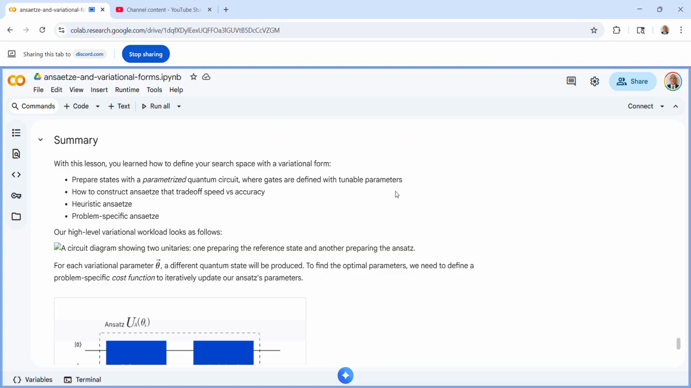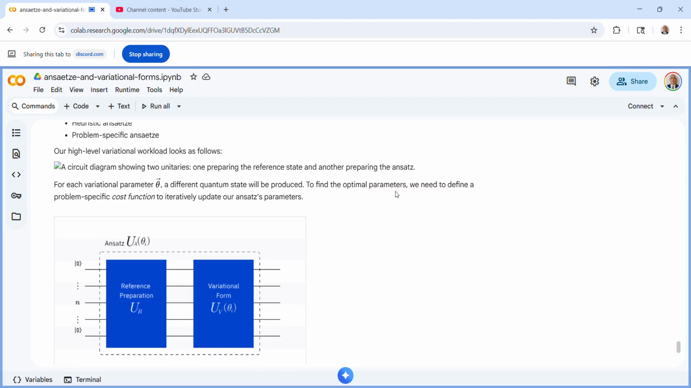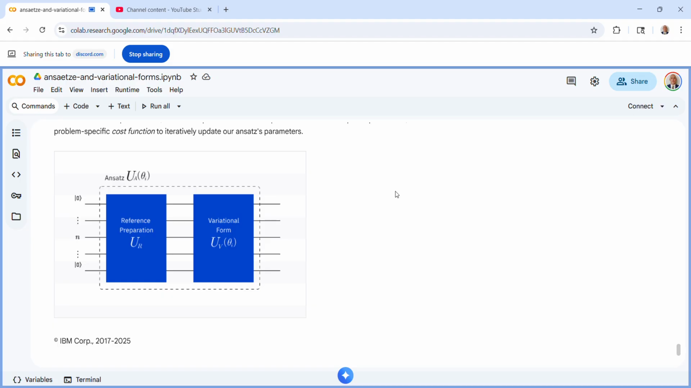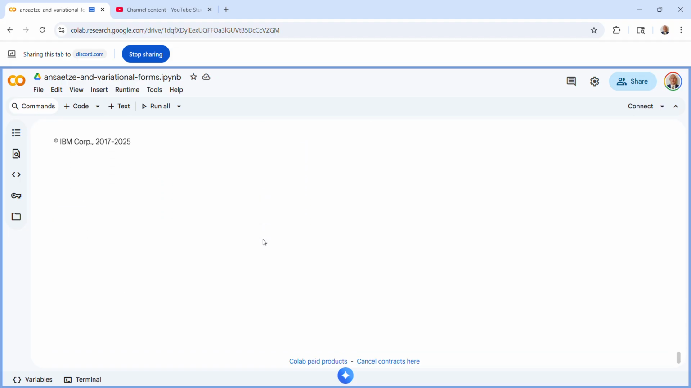So to prepare these parameterized quantum circuits, you're going to encode your data, you're going to have your ansatz with the tunable parameters, and then you're going to classically optimize them. You start in the 0 state, you encode your data with this reference preparation, and then you pass it through the ansatz. Do you have any questions on that?